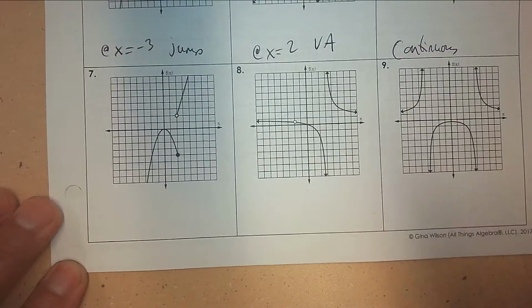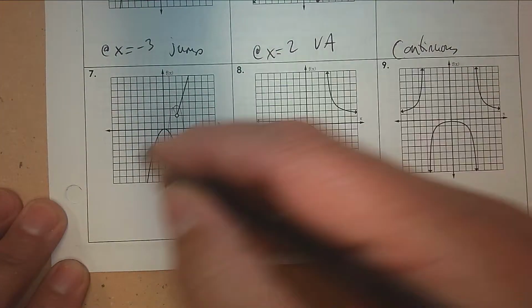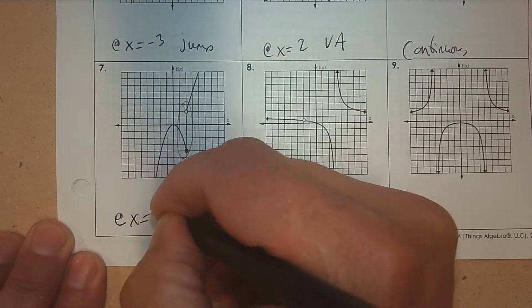Here you can see at what x value is it not continuous. So at x equals 2 again. And again, you can see it's a jump.